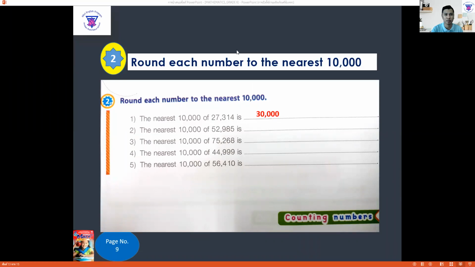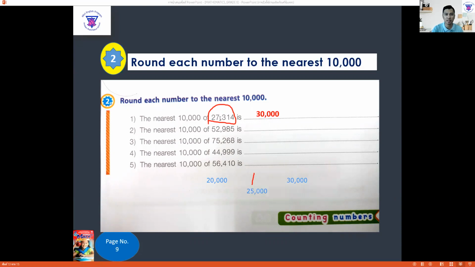27,314. Okay, so teacher will write it down here for you. So let's say 20,000 and 30,000. That should be written like this. Make sure you find the nearest 10,000 of this number. So teacher, what is in the middle? The middle is 25,000. Okay, so it's 25,000.